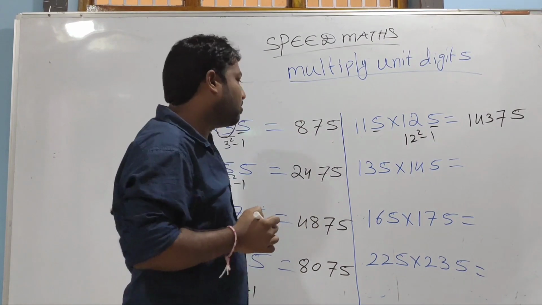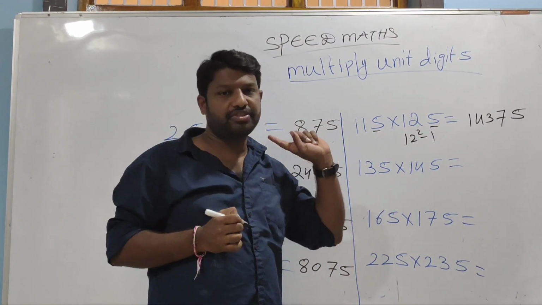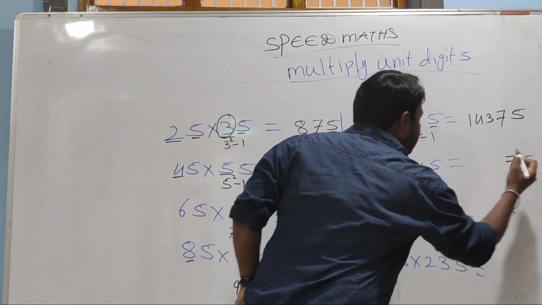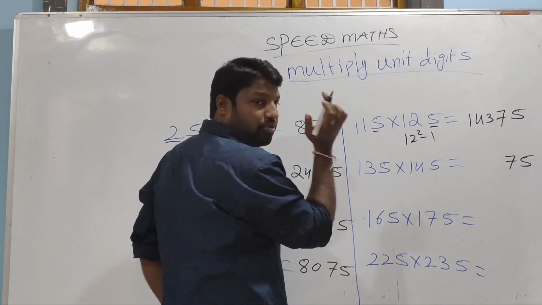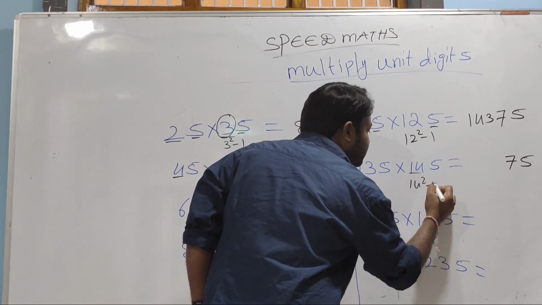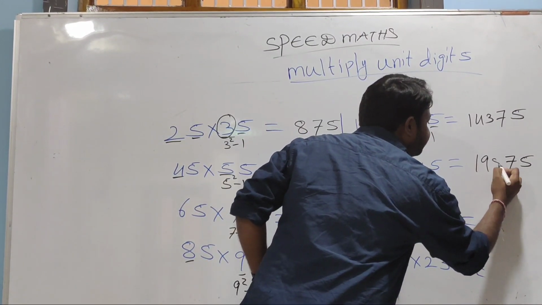Directly write that number. Okay, 135 into 145. Here also the last digit is 5 and the difference of these two numbers is 10. So the last two digits I will write as 75. Next, the larger number is 14. So the square of 14. 14 square is 196, minus 1. It is nothing but 195.